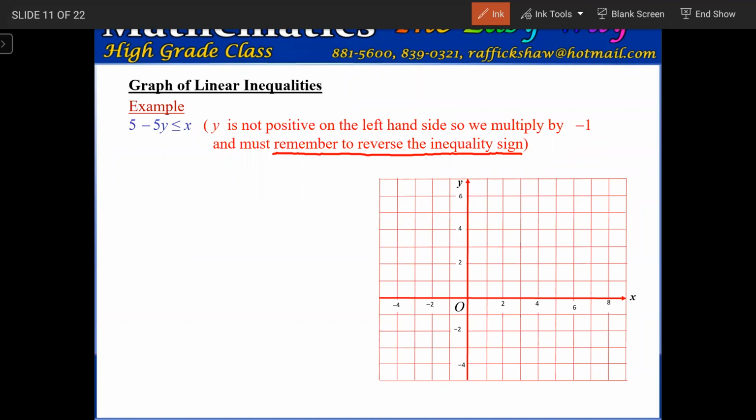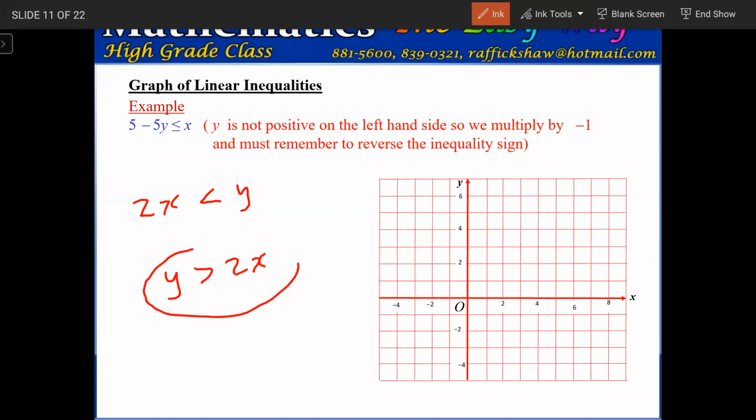And if I give you an inequality like 2x less than y, you can't use this as less than again. Why? Because the y is on the right side. You have to switch it around and write y greater than 2x, because these two are the same thing. So if I write 2x less than y, it is the same as saying y greater than 2x. This is the one that you're working with. This one means above.